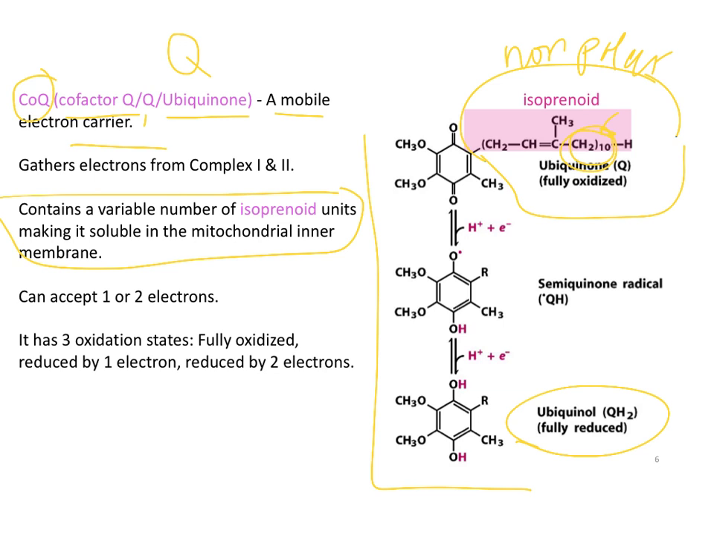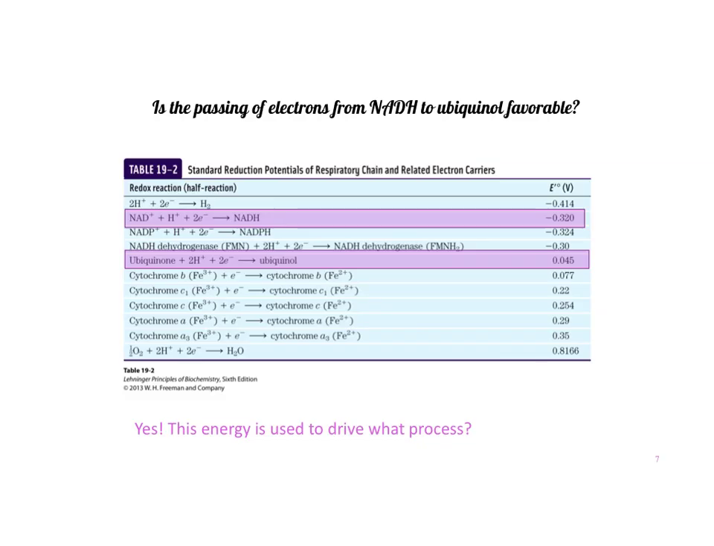And the reason that it can drop off one electron at a time is because it's able to accept single electrons at a time. So because it's able to accept single electrons, it's able to drop off single electrons at a time, but it can carry up to 2 electrons. Okay, that is ubiquinol, CoQ, Q, ubiquinone. I will just call it Q, and QH2 when it's got 2 electrons on it.